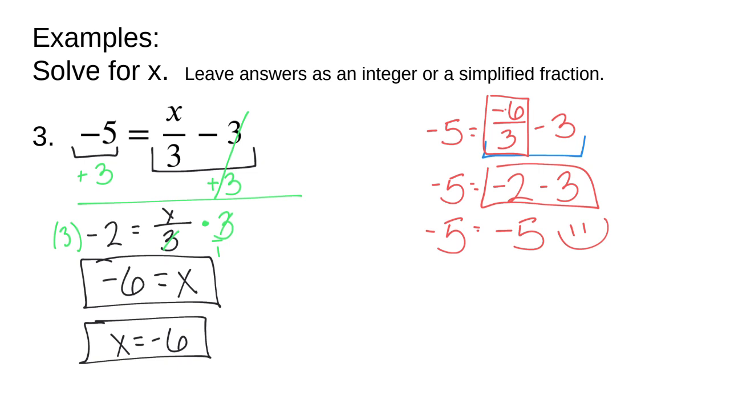You can check all of these, but you don't have to if you're running out of time or something like that. So I would suggest on a test, go through and do all these problems first, and then if you have time, go back and check. But our final answer is still this, x equals negative 6.